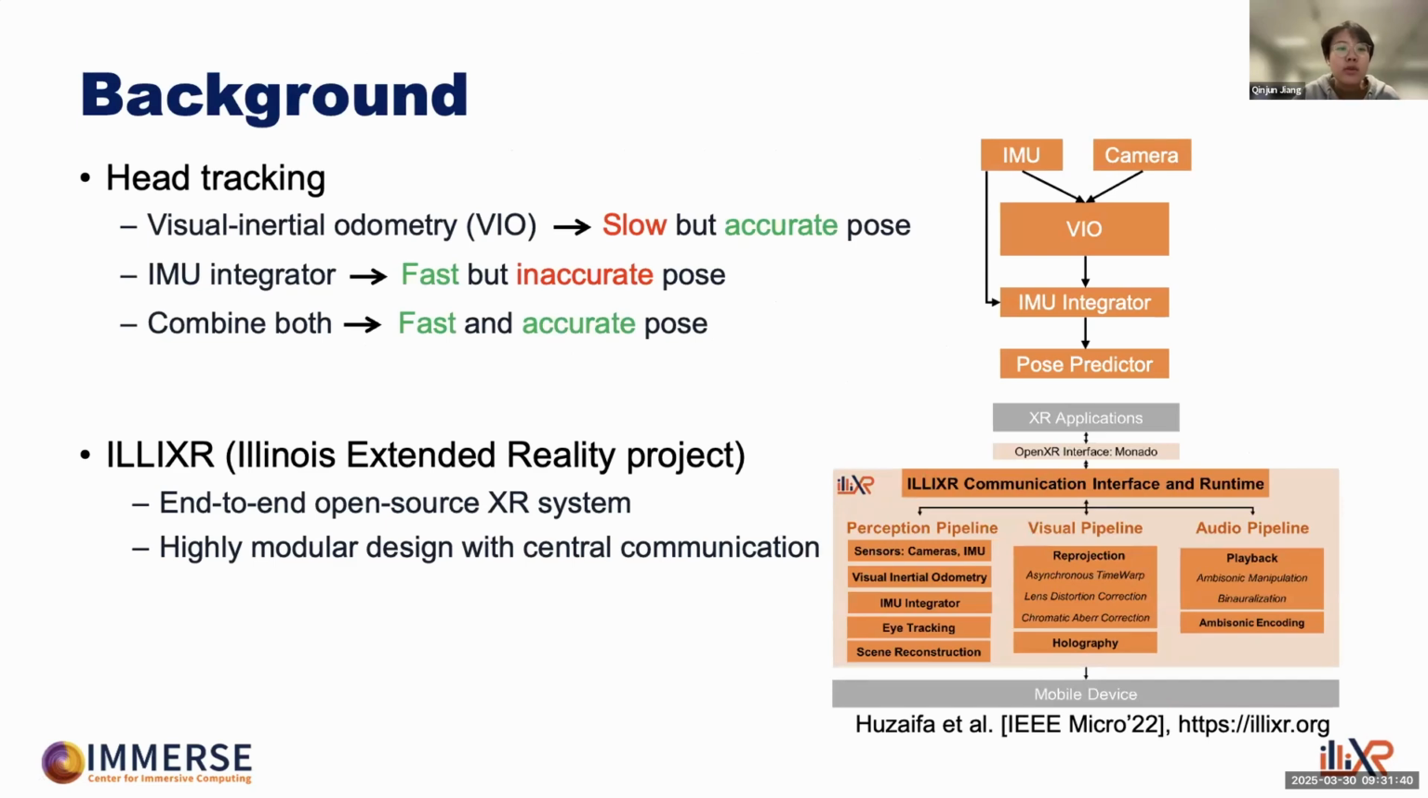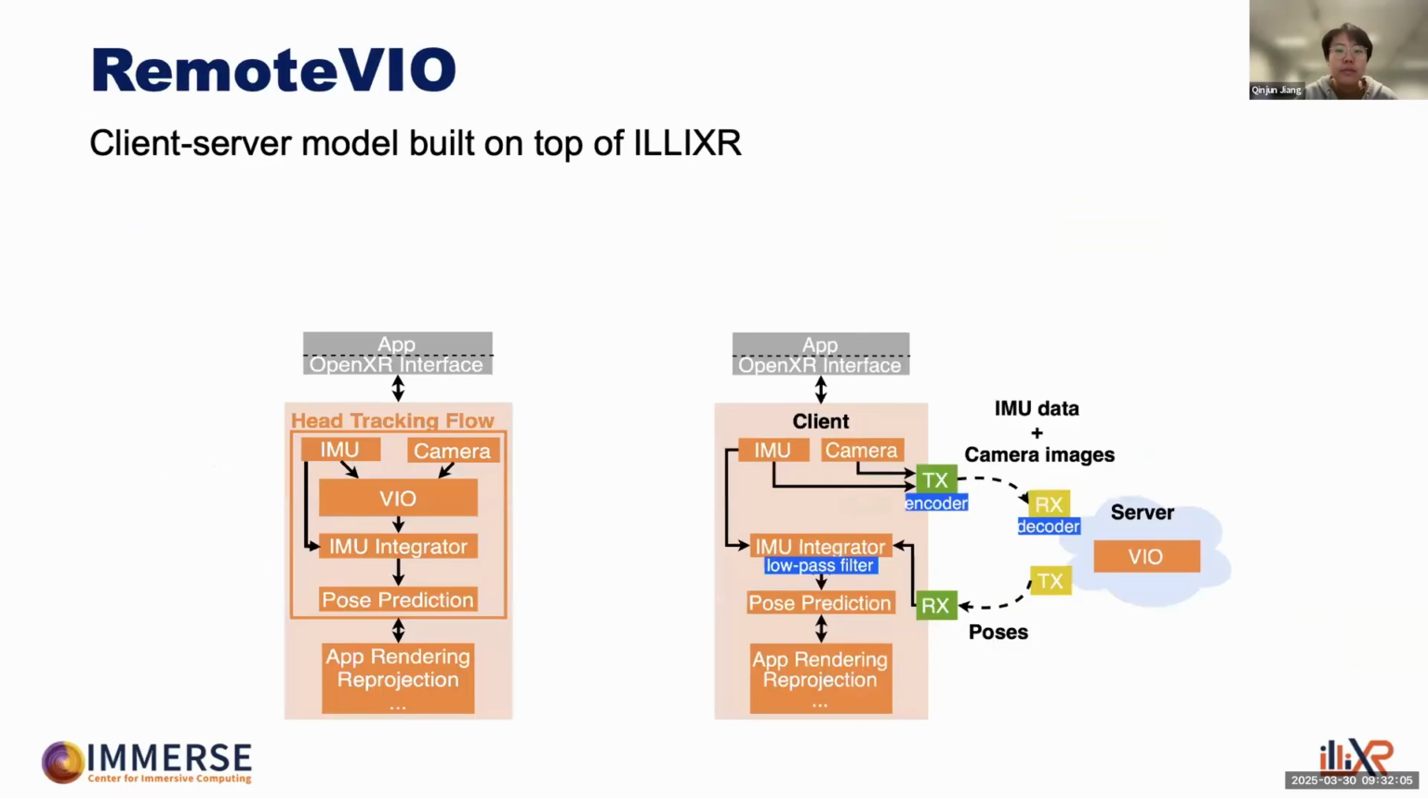Okay, now let's review some background which was also covered earlier today. The head tracking pipeline has VIO, which is slow but accurate, and also the IMU integrator, which is fast but less accurate. Combining both, we have the chance to get poses that are both fast and accurate. And meanwhile, we have ILLIXR, which provides a highly modular architecture that allows easy extension.